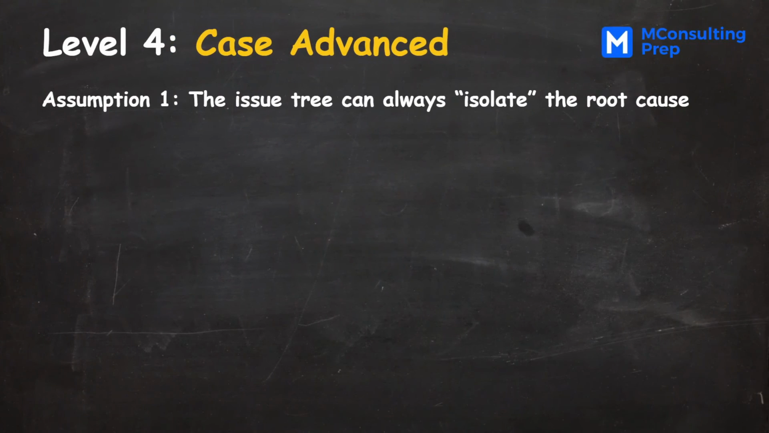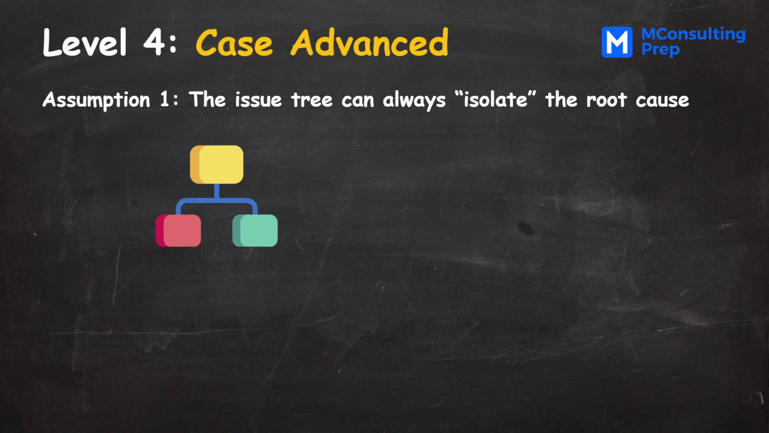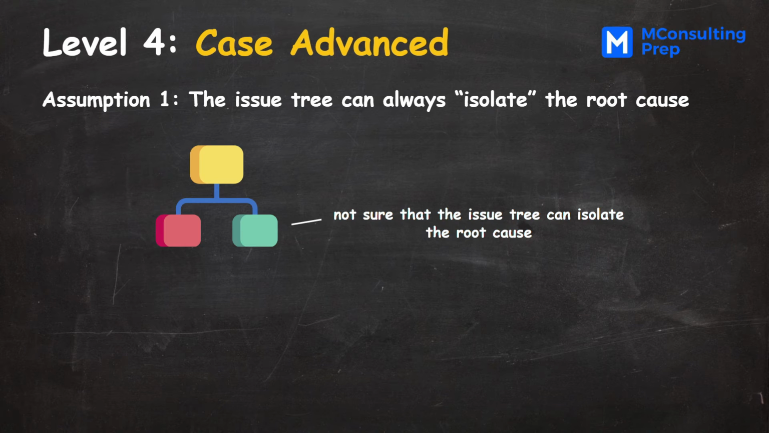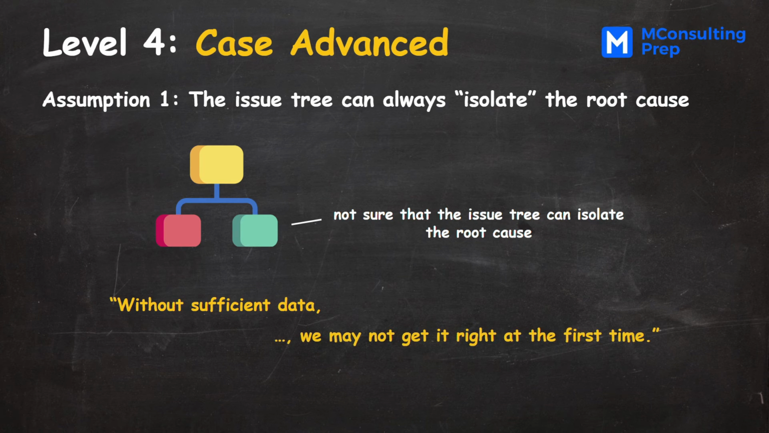This is why I said in level 3 that when you propose an issue tree, unless it was an interviewer-led style question, don't go any further than 1 layer. We are not even sure that the 1 layer we proposed can isolate the root cause right away. In many cases, without sufficient data, it's not even our fault that we don't get it right the first time. So, some key actionable takeaways.